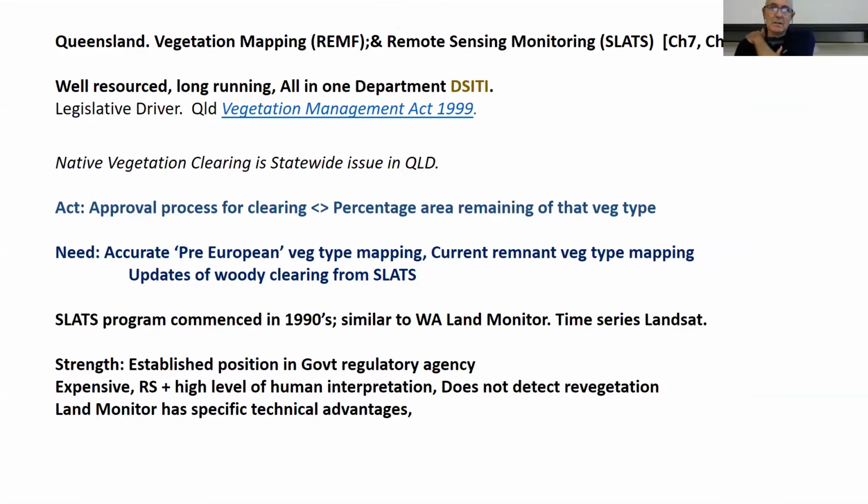Again, Queensland has a well-known program, SLATS. It's run out of its Department of Science, etc. It's been running for decades and it's very well resourced. The mapping program is also there. They have big staff. It's basically set up because the Vegetation Act requires accurate vegetation type and updates of how much is still there.